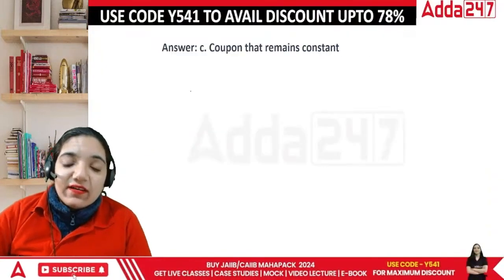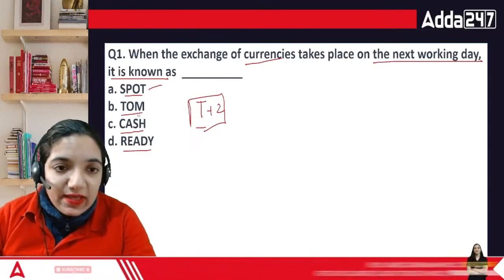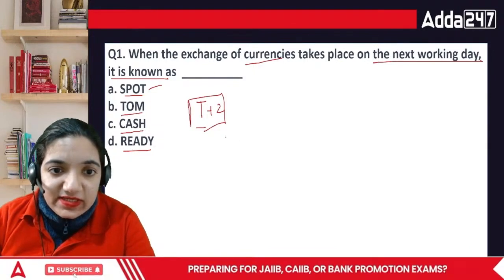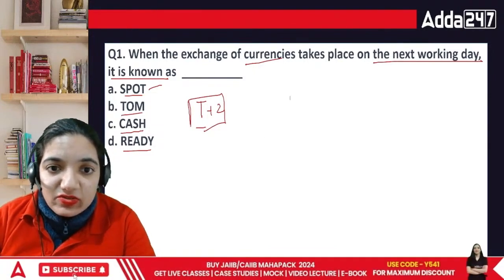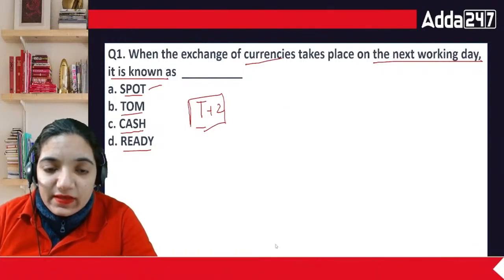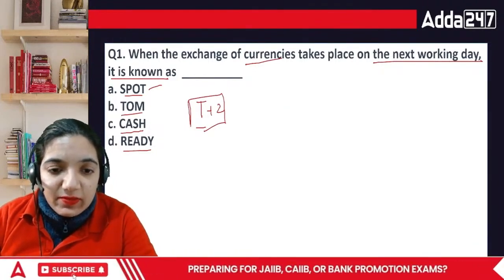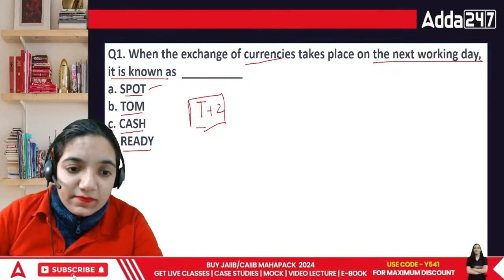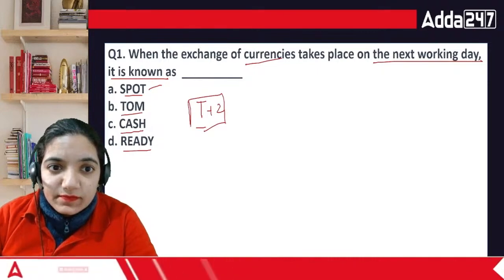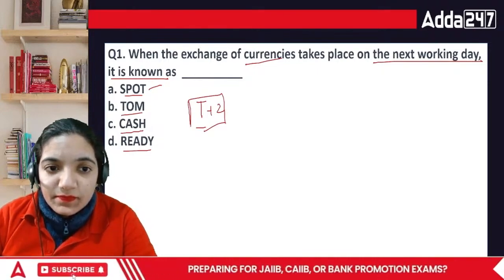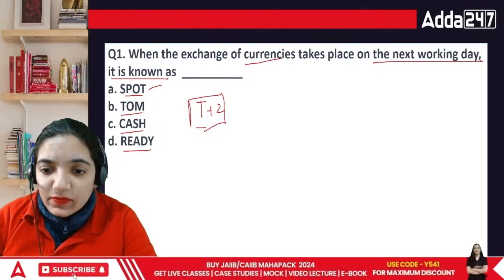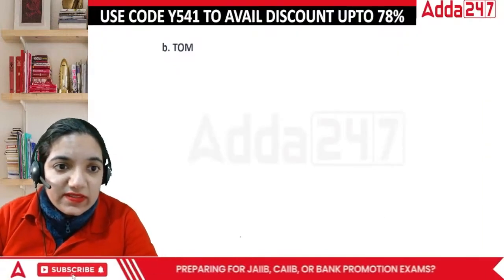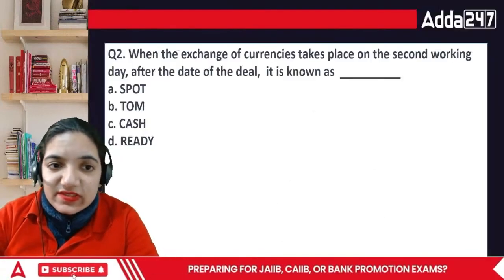The correct answer is, I'm sorry, in this case the answer is B. Let me just correct this part for you. It is TOM, everyone. It is also called tomorrow. Chaliye, now let's move on to the next question. The answer is TOM. Acha, what's the next question, everyone?